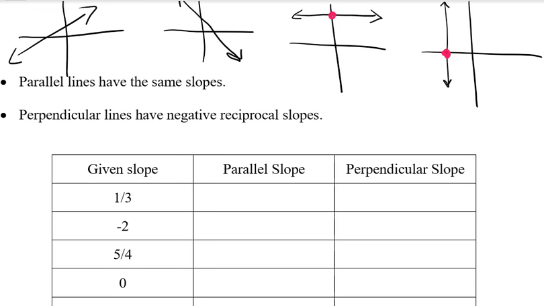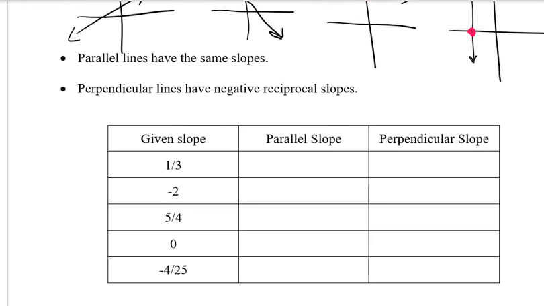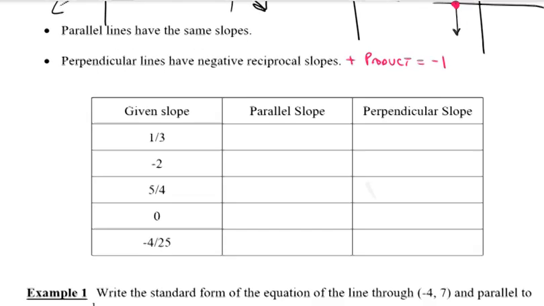Now, some fun facts. Remember, parallel lines have the same slopes. So whatever the slope is for one line, its parallel line has the same. Perpendicular lines have negative reciprocal slopes, and their product, so here's a way you can check yourself, equals -1. If you multiply a given slope and its perpendicular slope together, the answer will be -1.